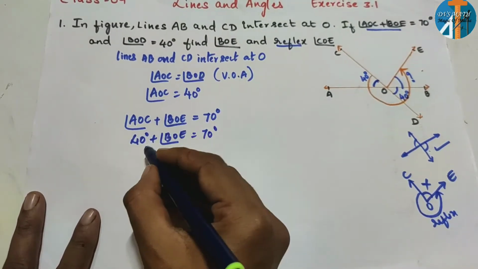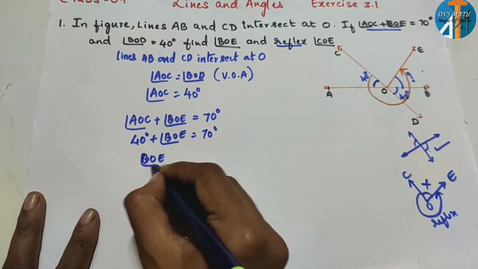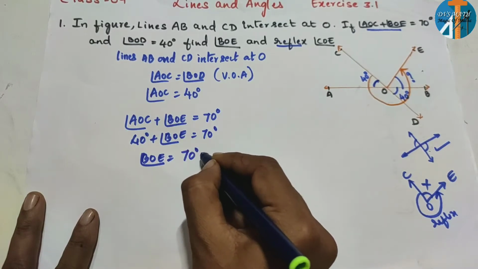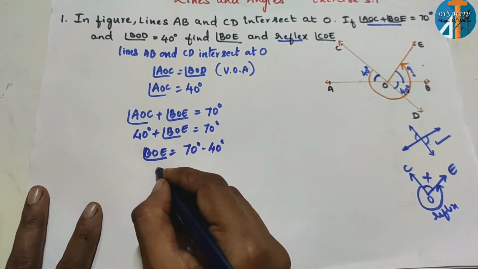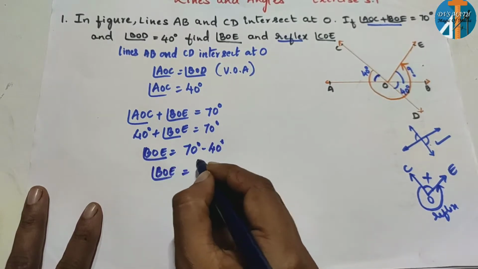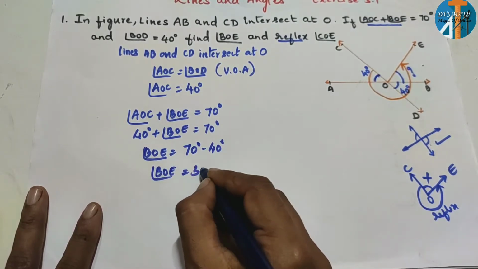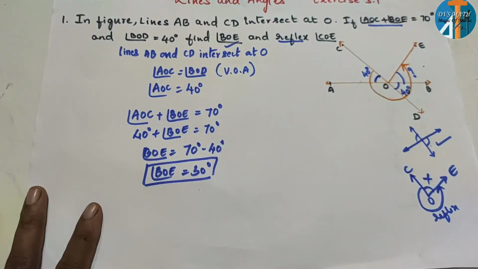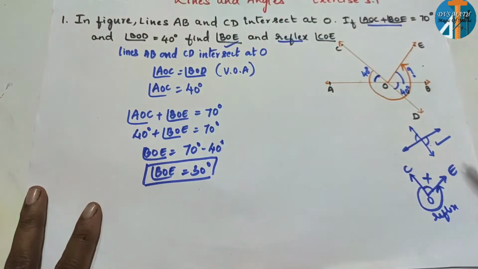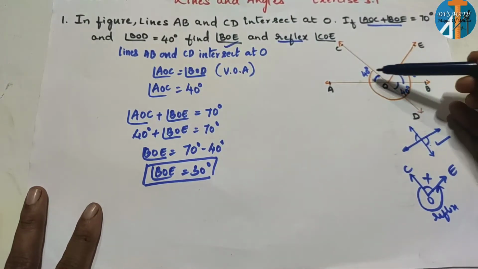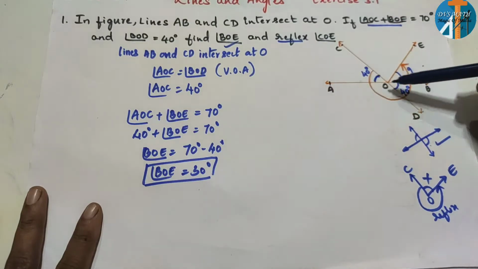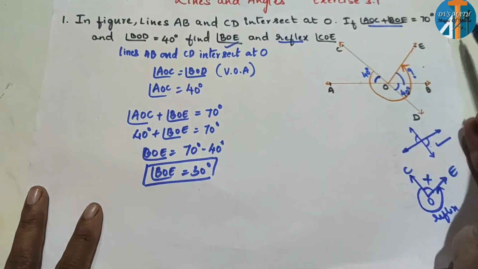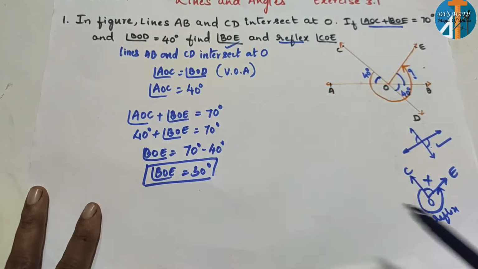AOC plus BOE is equal to 70 degree. You want BOE, right? So let's take BOE as it is. Send 40 degree to the RHS. Plus 40 becomes minus 40 degree. Now BOE is equal to 70 degree minus 40 degree, it is 30 degree. So we got our first solution, that is BOE is equal to 30 degree. I think you got this. These two lines are intersecting at O. If BOD is 40 degree, AOC is 40 degree. Now we are substituting this in this equation, 40. By transposing to the RHS, we got BOE as 30 degree.